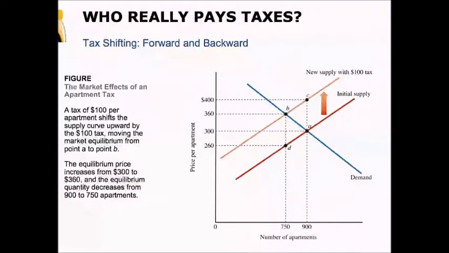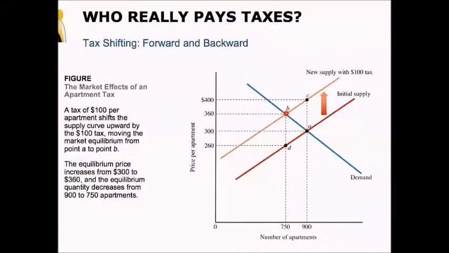Well, at the new supply curve we can see there's a new equilibrium at point B. At point B there's only 750 apartments being supplied at a price of $360 per apartment. So we can see that the price has risen from $300 to $360. That means that consumers are going to be paying $60 more. And so $60, or 60% of that $100 tax, will be paid by people renting apartments, or consumers.